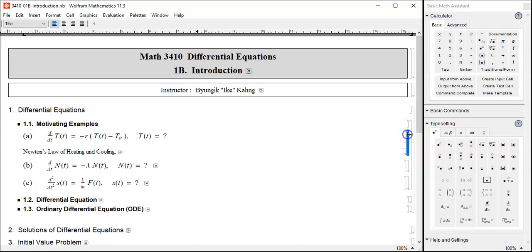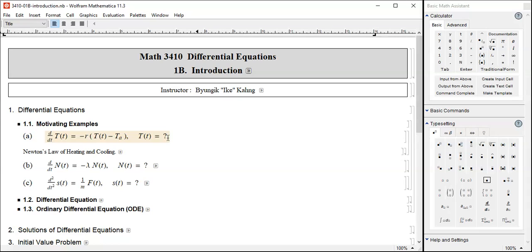The first model is Newton's law of heating and cooling, and this is a differential equation. We have the derivative function here related to the original function, and in this equation, our job is to find out the original function, capital T of t. Here, capital T is a temperature, and small t is time. And this TA represents the ambient temperature.